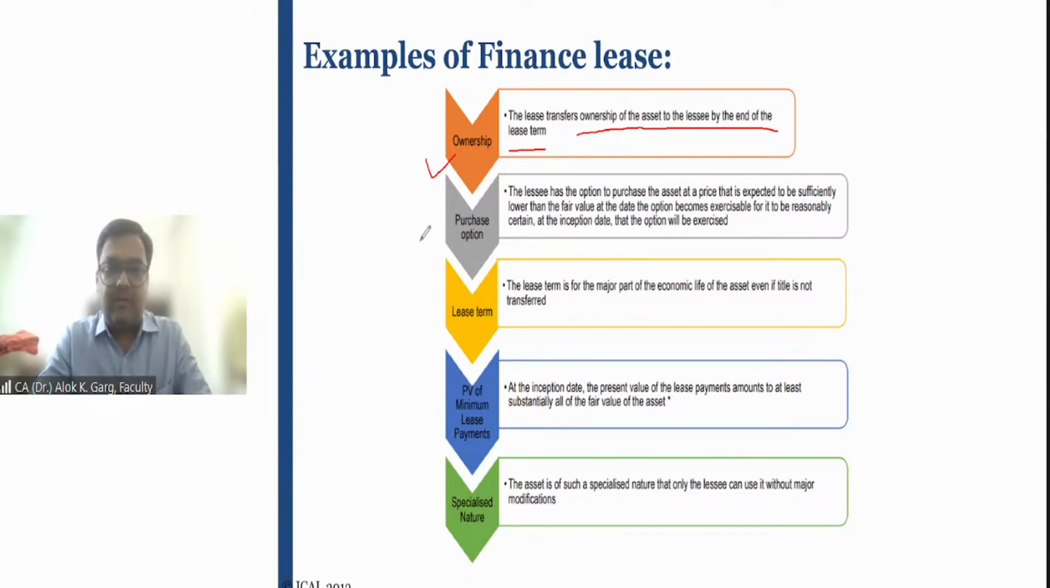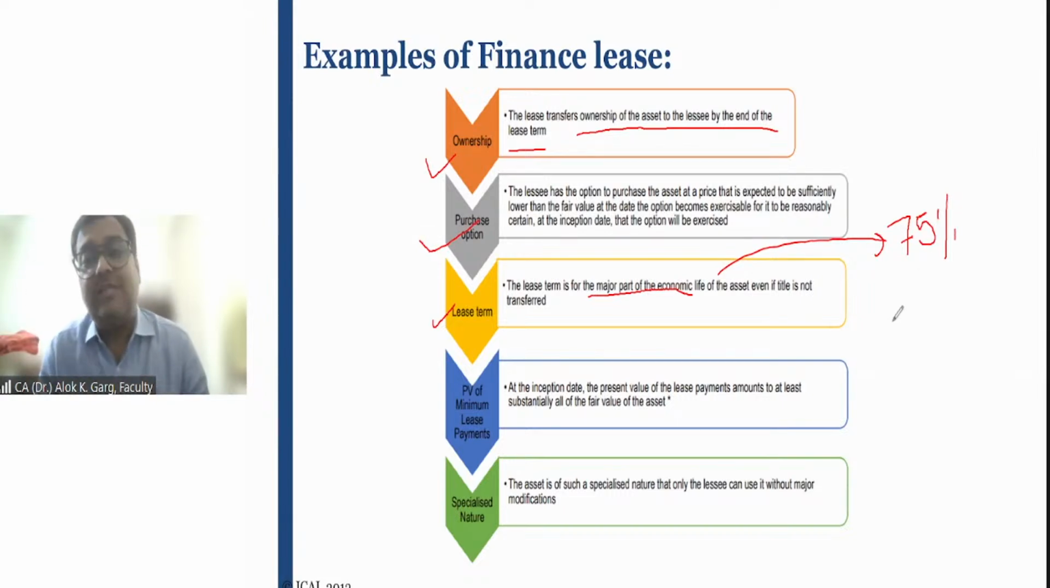Purchase option: the lessee has a purchase option, and the lessee is reasonably certain that he will avail the purchase option. Lease term: the lease term is for the major part of the economic life of the asset. Major part means 75%, minimum 75%. For example, the total life is 10 years. So if it is more than 7.5 years, then you can say that it is one of the indicators of finance lease.